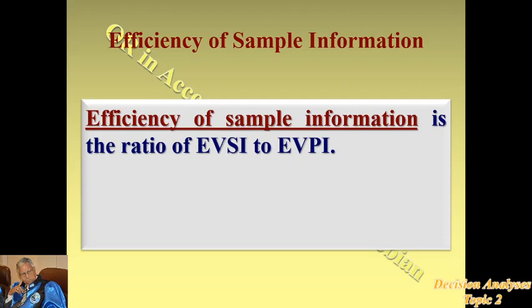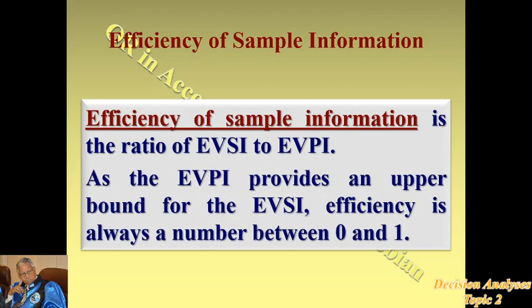Efficiency of sample information is the ratio of the expected value of sample information to the expected value of perfect information, which we calculated in topic number 1, as the expected value of perfect information provides an upper bound for the expected value of sample information. Efficiency is always a number between 0 and 1, greater than 0 and less than 1.